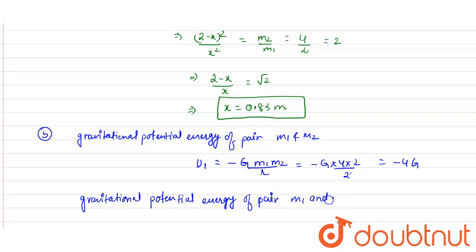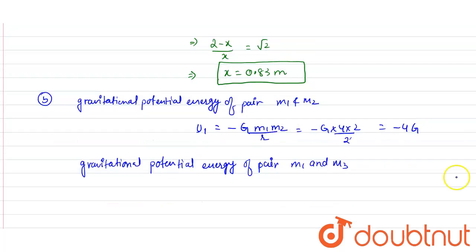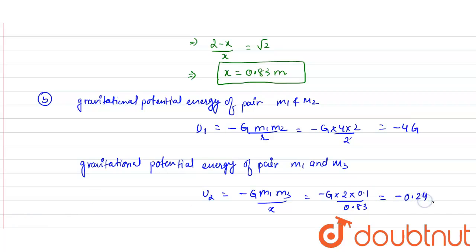So U2 will be equal to minus G M1 M3 upon x, correct? So it will be minus G into 2 into 0.1 divided by 0.83, and the value will come out as minus 0.24 G joules.